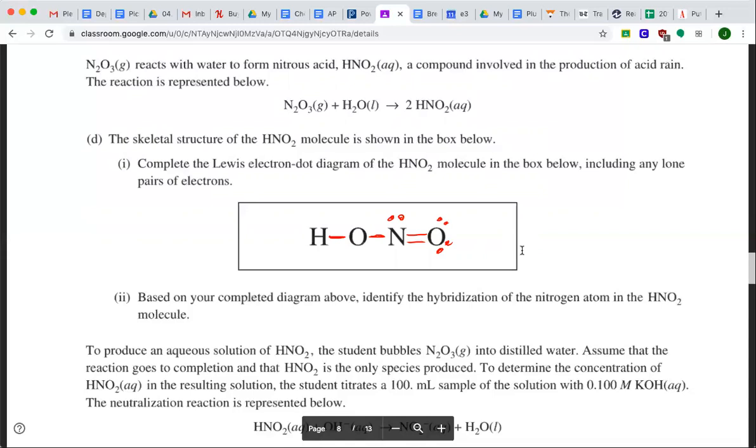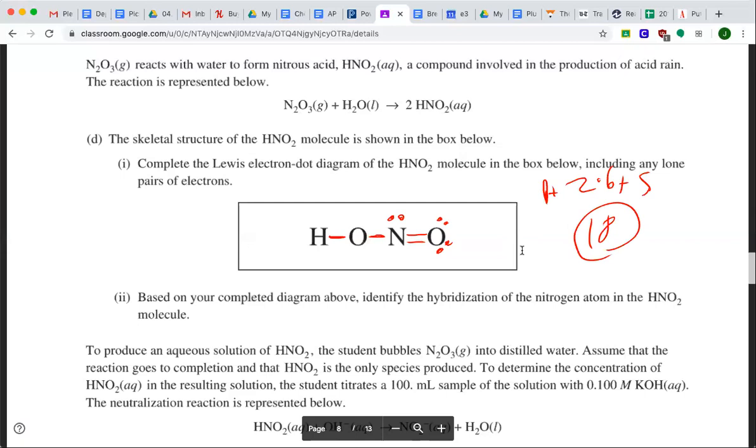We have the right valence electron count. Let's just make sure, right? So hydrogen produces 1 valence electron. We have 2 times 6 from the oxygens, and we have 5 from the nitrogen. So if we add all these up, we get 13 plus 5 is 18. We should have 18 valence electrons. And do we? Let's count.